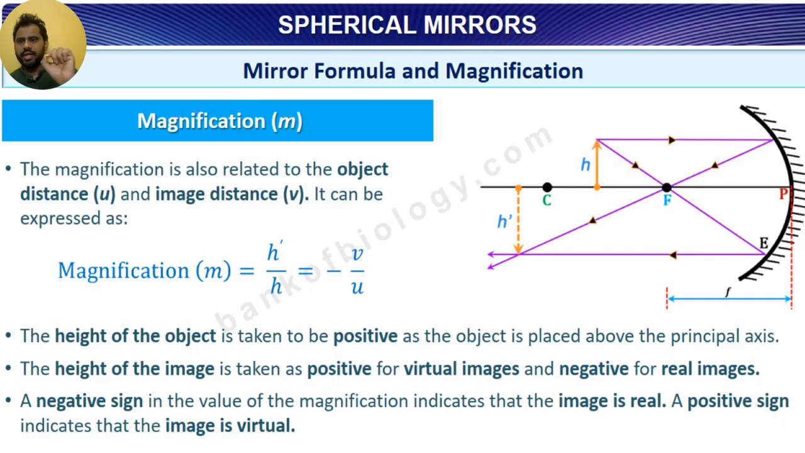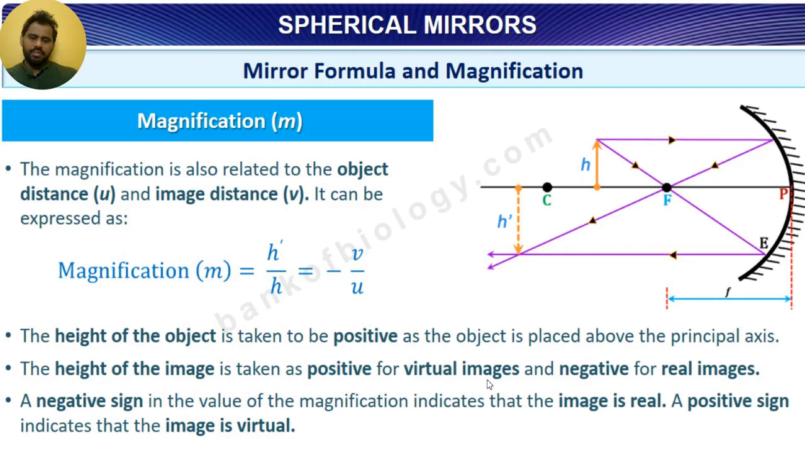Another concept is that of magnification. M is h dash by h, where h dash is the size of image and h is the size of object, is equal to minus v by u. v is the image distance and u is the object distance. The height of the object is taken as positive as the object is placed above the principal axis.